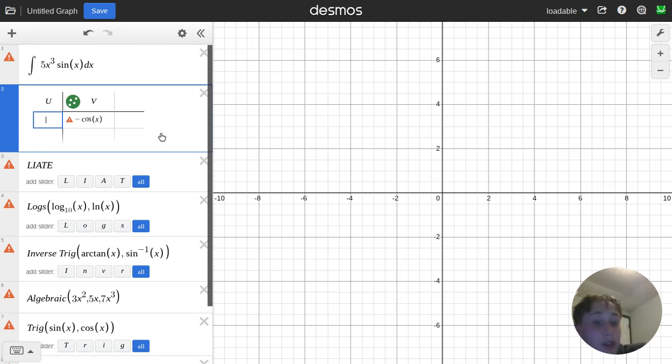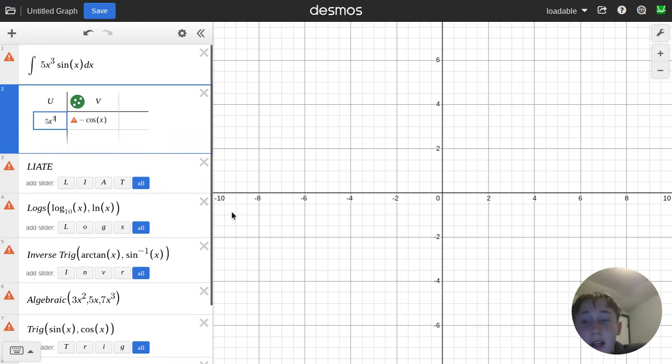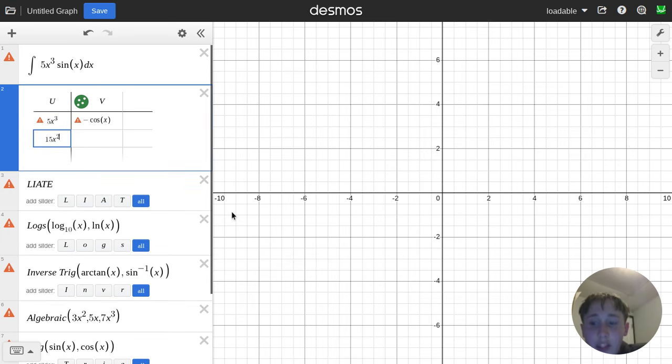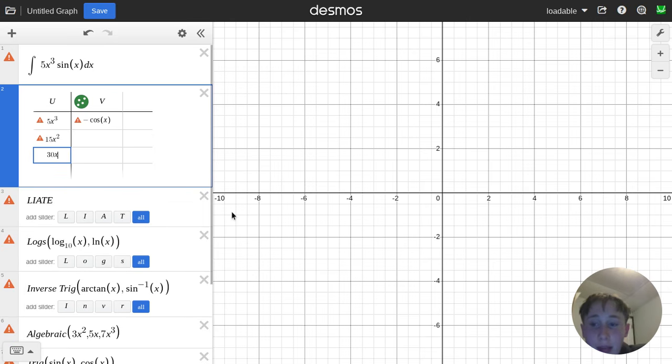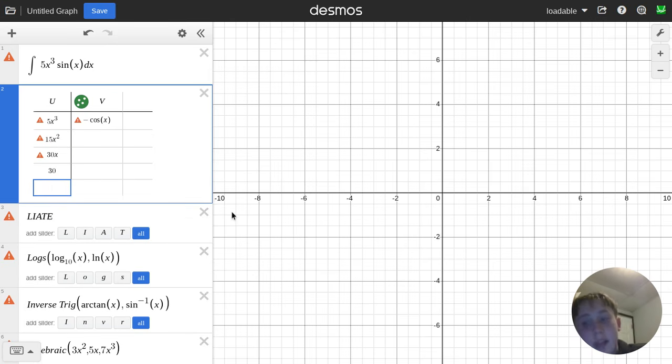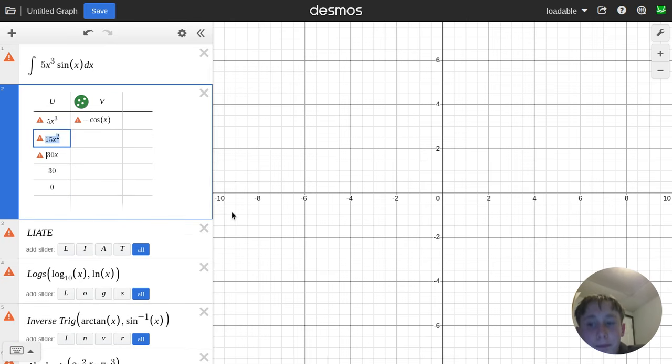You take the integration step by step of that. But first, let's set up our algebraic derivatives. So we've got 5x to the third. That becomes 15x squared. That becomes 30x. That becomes 30, and that becomes 0. So, let's set it up. Go through all of them, right?